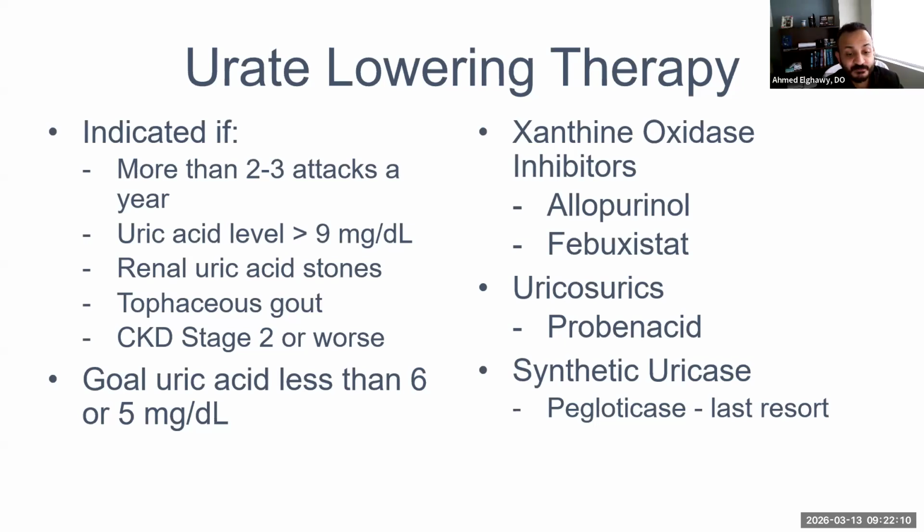We can actually give them an infusion of synthetic uricase called pegloticase, which is very much a last resort because this is an infusion you give every 2 weeks. They can develop antibodies to this medication. It's a bit inconvenient for patients, but this will eliminate uric acid altogether.